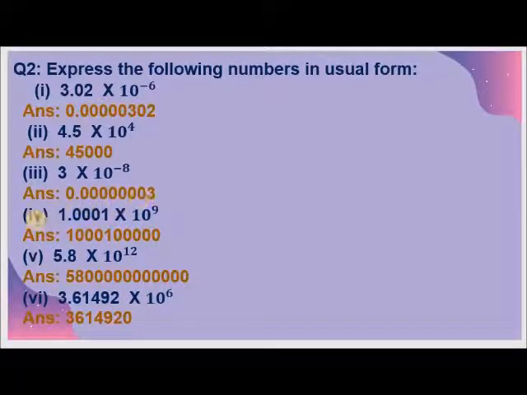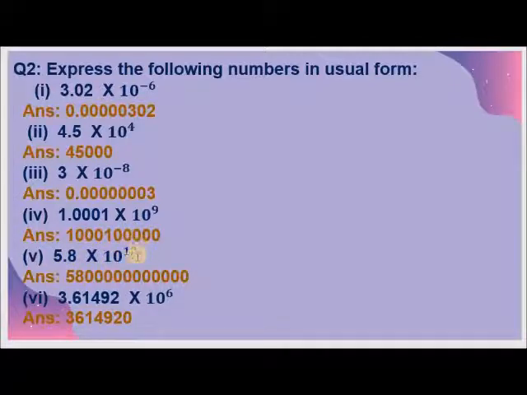Then the fourth part is 1.0001 multiplied by 10 raised to the power 9. So here the exponent is positive, so obviously this decimal will shift towards our right side. And after how many digits? After 9 digits. So here how many digits are there? 1 2 3 4, 4 digits are there. So after these 4 digits we will put 5 zeros. So our answer is 10001000000.